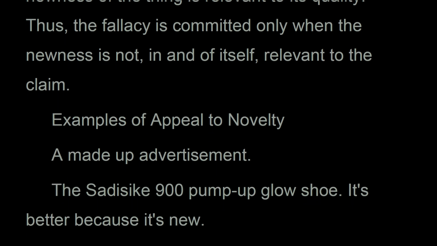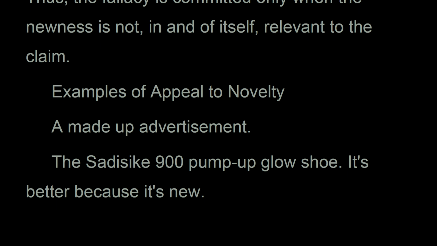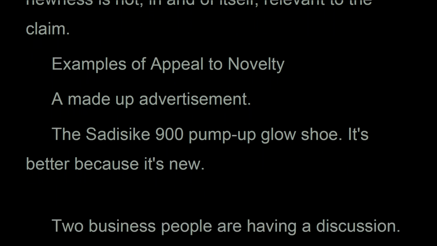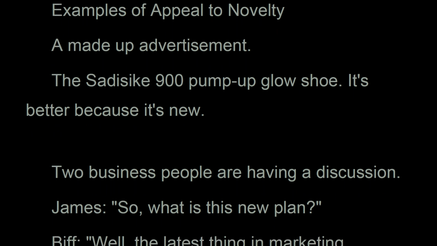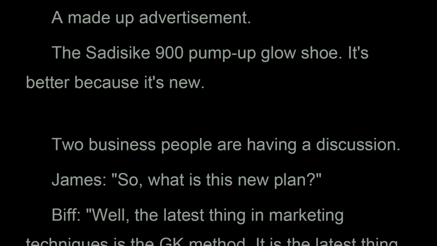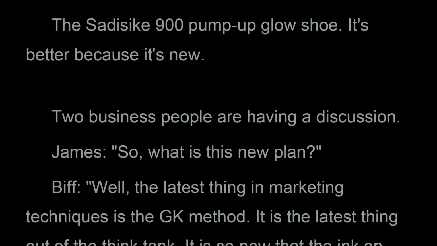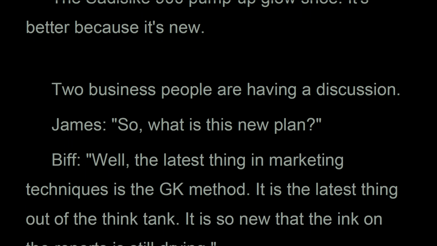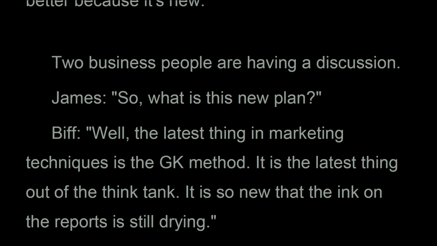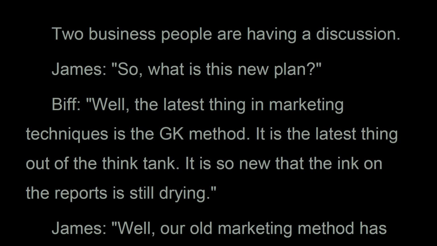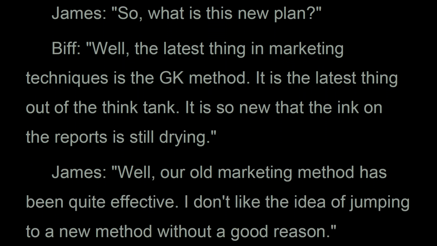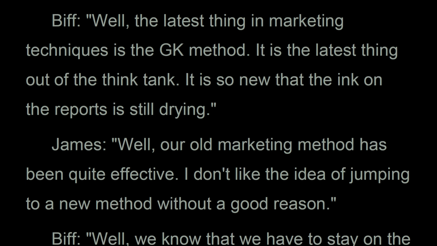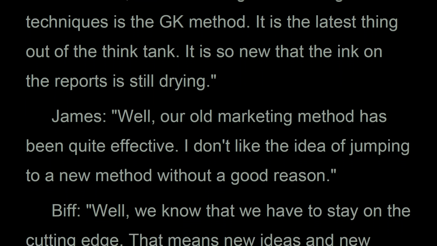A made-up advertisement. The city CK900 pump-up glow shoe. It's better because it's new. Two business people are having a discussion. James. So, what is this new plan? Biff. Well, the latest thing in marketing techniques is the GK method. It is the latest thing out of the think tank. It is so new that the ink on the reports is still drying.